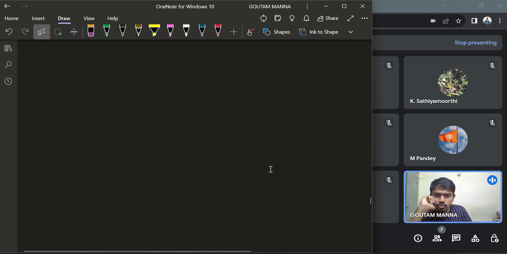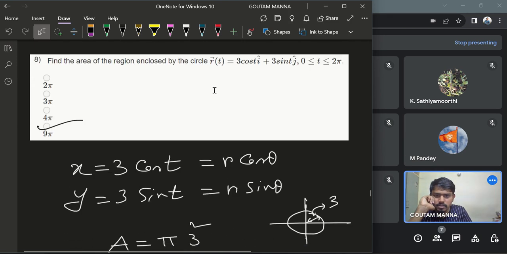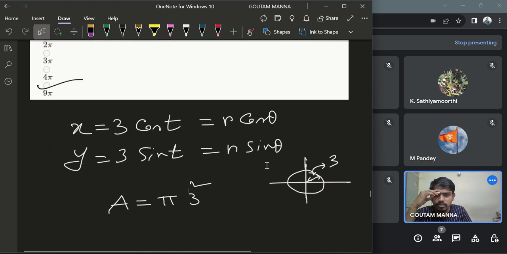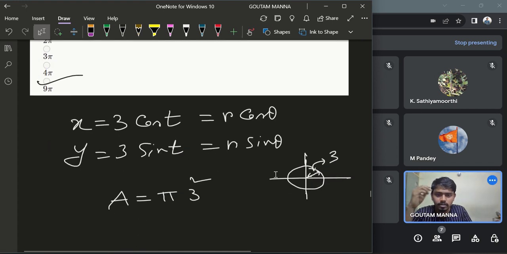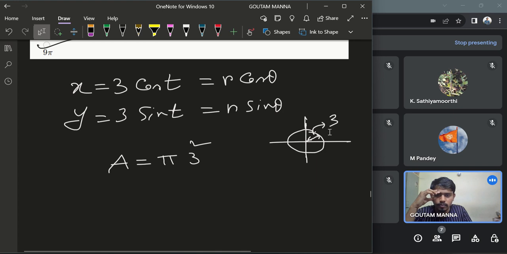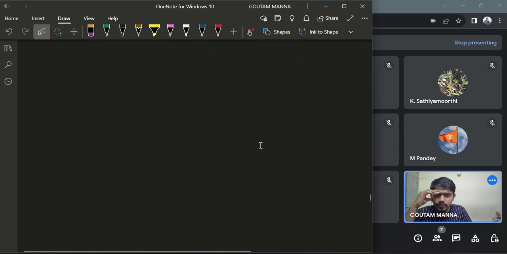Here you can do the integrations considering x and y. Now you can parameterize them, and the parameters are given, so you can also convert it to plane polar coordinates and do the integration.